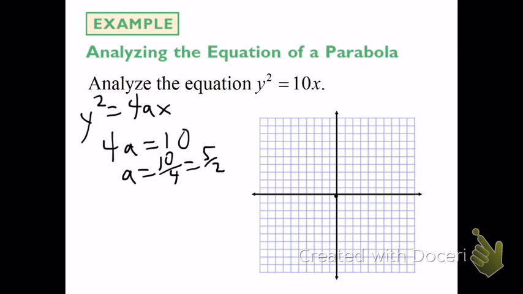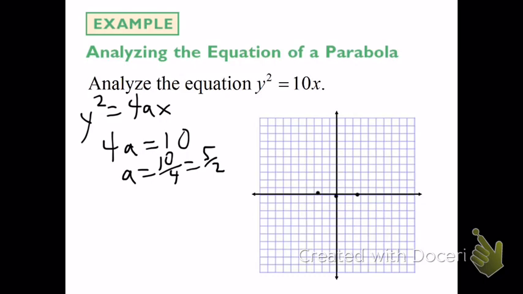So we're going to go ahead and plot in our focus at 2.5 from the vertex, and our directrix is also 2.5 in the opposite direction from the vertex, and that is going to be negative 2.5.